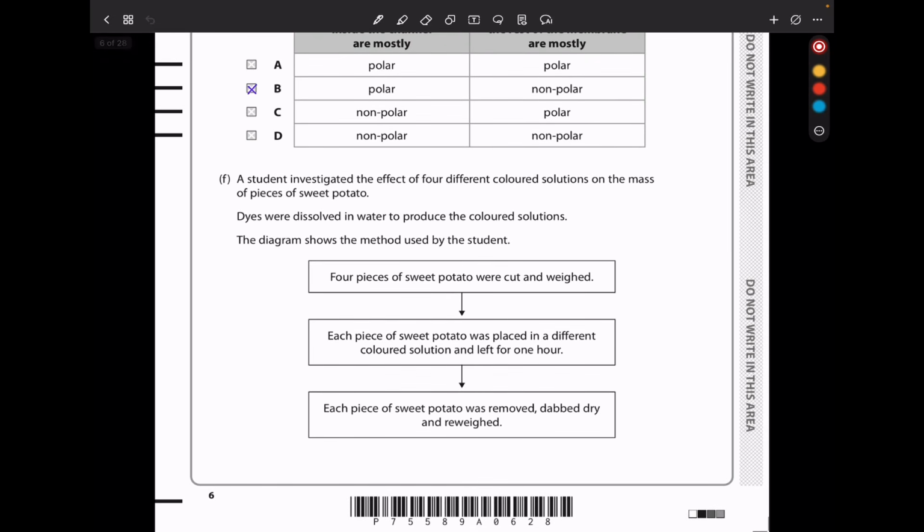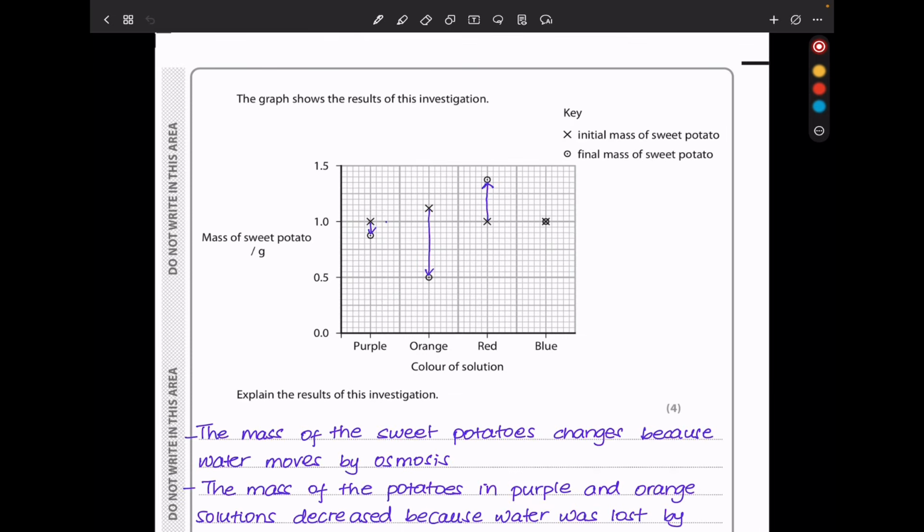So they say 4 pieces of sweet potato were cut and weighed, and each piece of sweet potato was placed in a different colored solution and left for 1 hour. Then each piece of sweet potato was removed, dabbed dry and reweighed. Then they say the graph shows the results of this investigation.